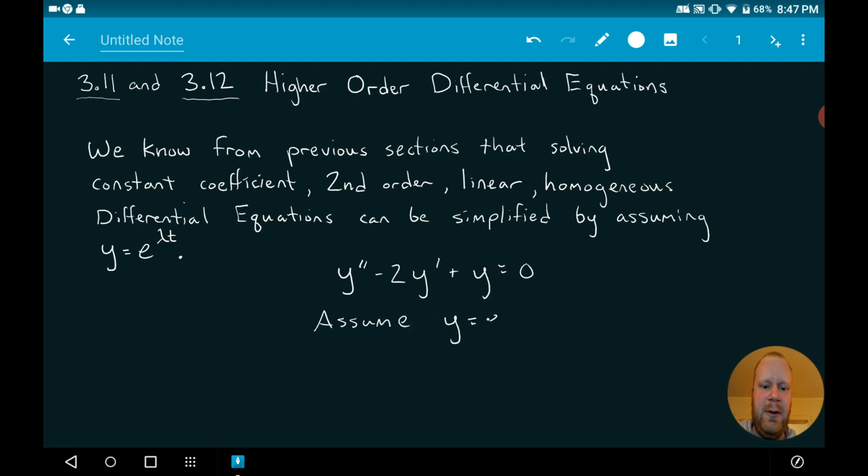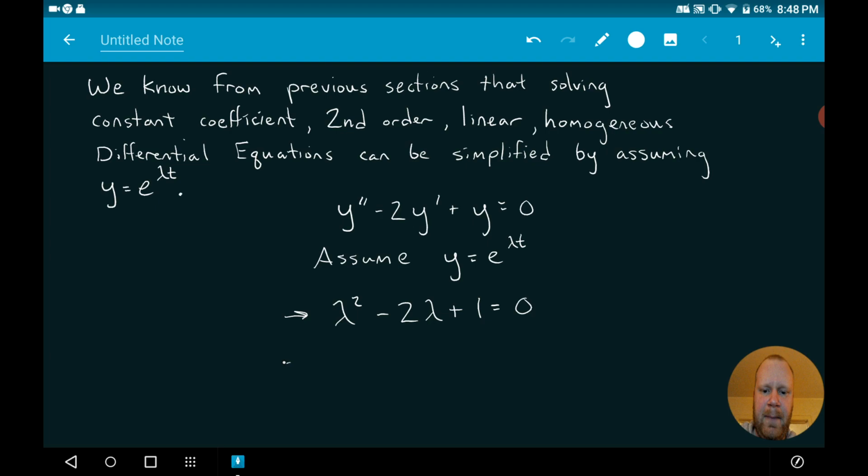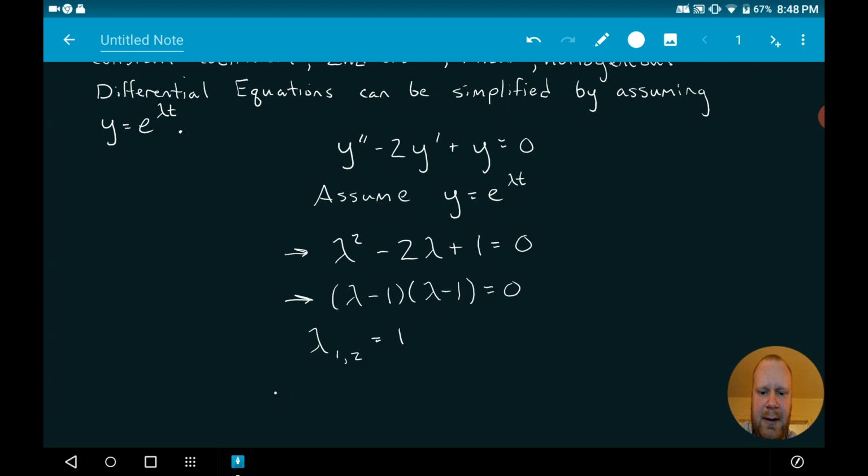And if we assume y is equal to e to the lambda t, then that gives us lambda squared minus 2 lambda plus 1 is equal to 0, and from there we can figure out that this is lambda minus 1 times lambda minus 1 is equal to 0, so lambda 1 and 2 are equal to positive 1, and that means that y1, or one solution, is going to be equal to e to the t, and a second solution for repeated root there is going to be t e to the t.